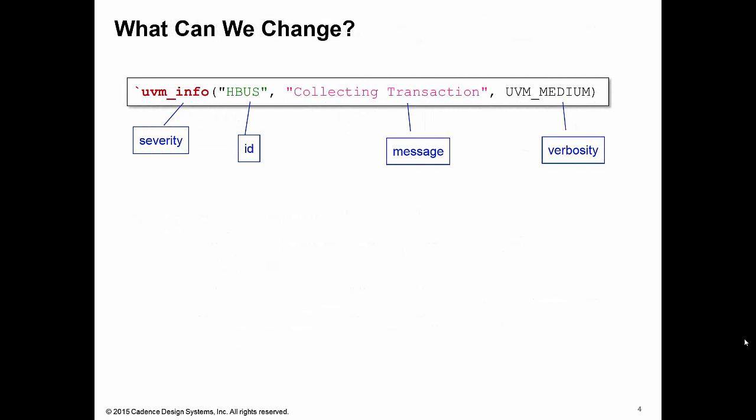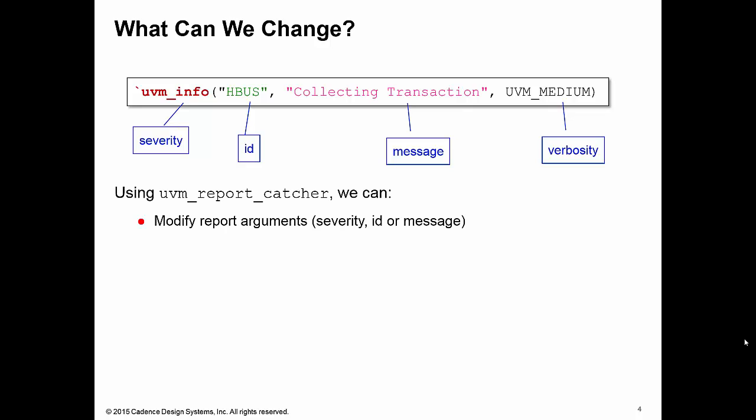So what can we change using a report catcher? Well, we can change the basic arguments of the report. We can change the severity, the ID, or the message string. We can change the action which is executed when a report is printed. We can change whether it's sent to a file with the log action, whether it's counted, or whether the report causes the simulation to stop or just to exit completely.